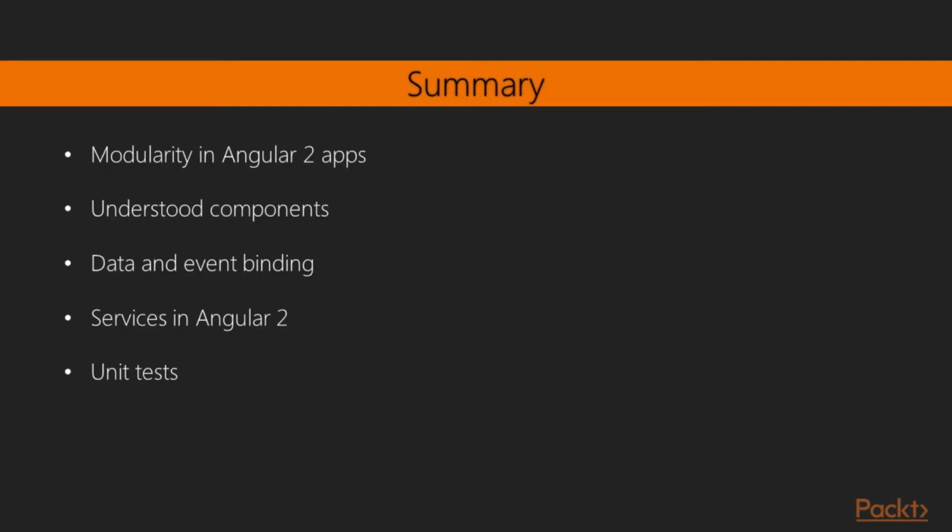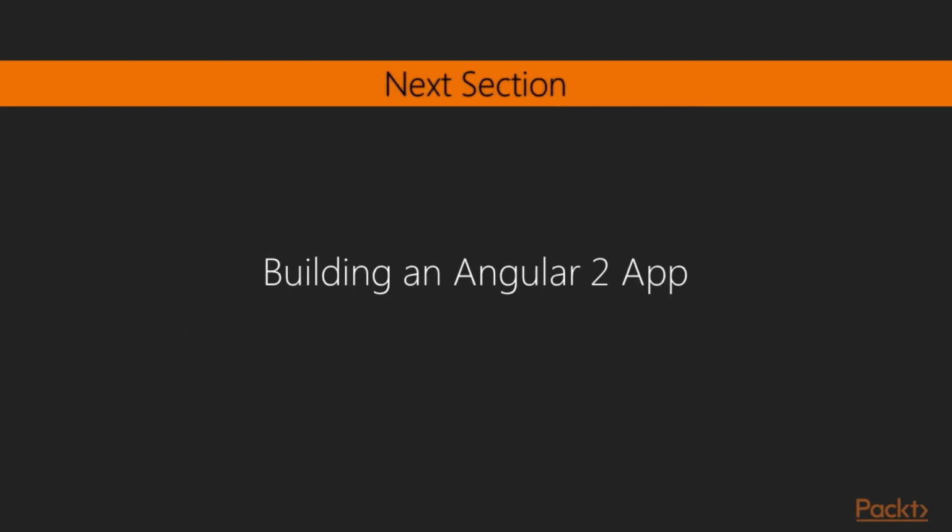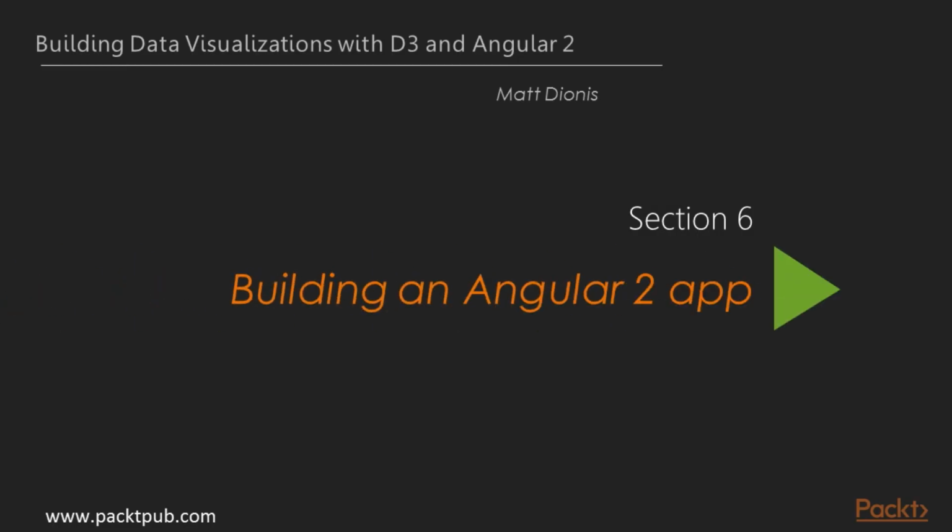We have learned much in this section, including understanding modularity in Angular 2 apps, understanding components, data and event binding details, using services in Angular 2, and setting up a testing structure. In the next section, we will use all we learned in this section to build a fully tested Angular 2 application. Welcome to the section of Introduction to Angular 2, Building an Angular 2 App.